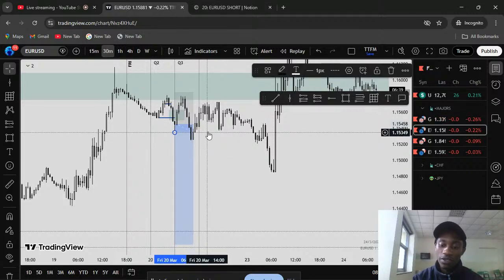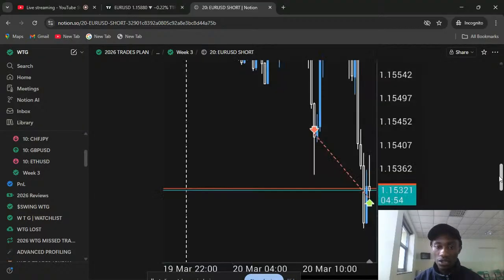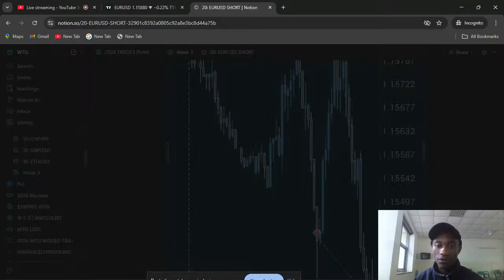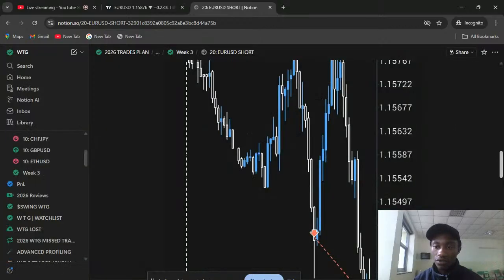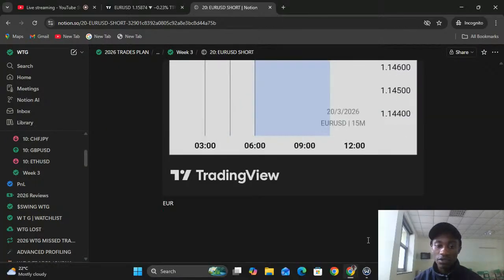That's something I did, I don't know if I put my execution here. Yeah, this way I just get out. As you can see here, boom, I almost hit my stop loss, and then boom, it came here and I crossed it immediately. So no reason for me to keep holding that.